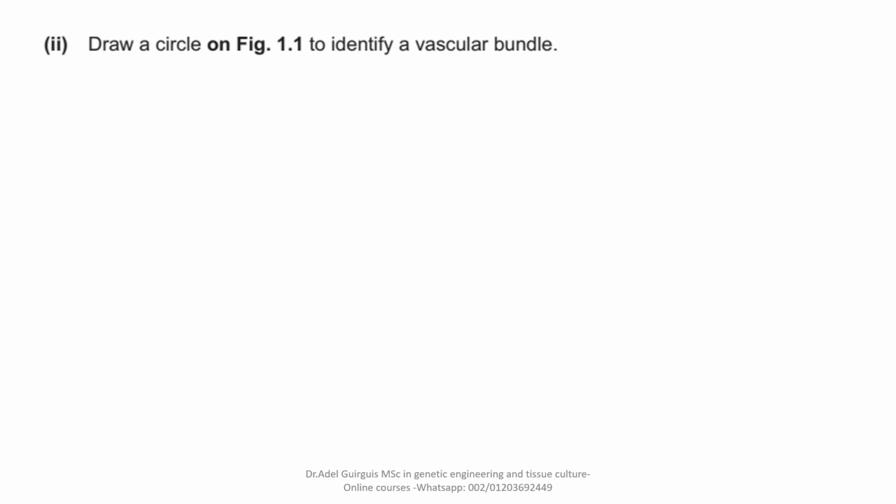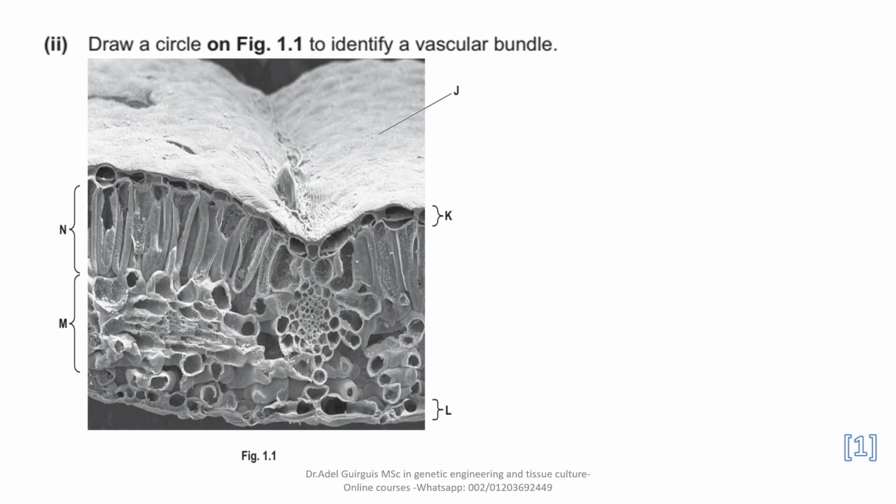Now draw a circle on figure 1.1 to identify a vascular bundle. Just drawing a circle around a vascular bundle. Where is a vascular bundle found here? Look at this part. In the vascular bundle, xylem and phloem tissues, as conductive tissues, are found for transportation. Xylem for water and minerals, and the phloem for ready-made photosynthesizing material, I mean sucrose and amino acids, to all parts of the plant.